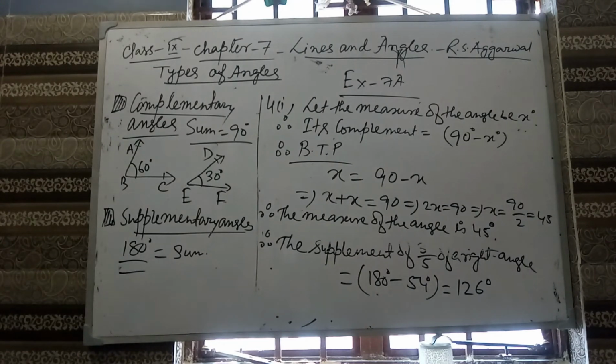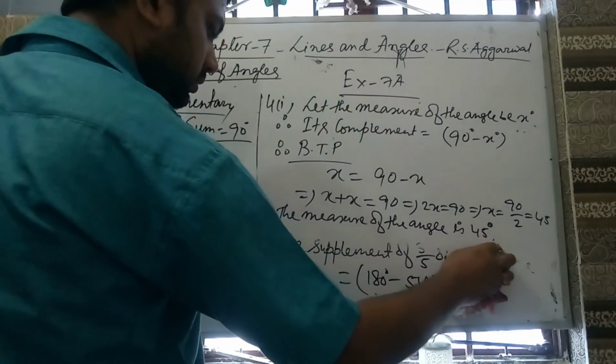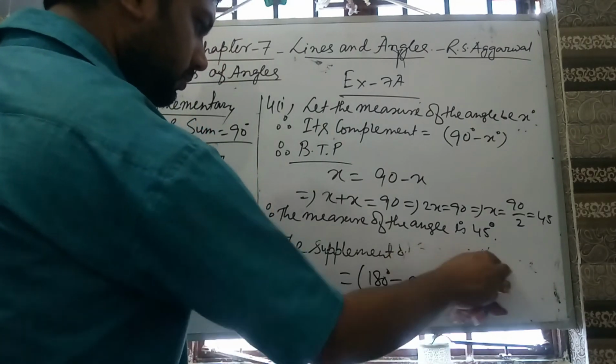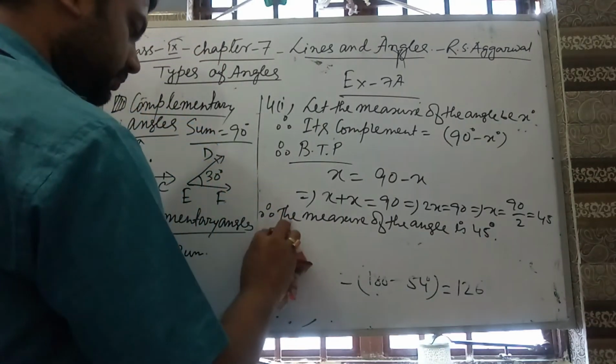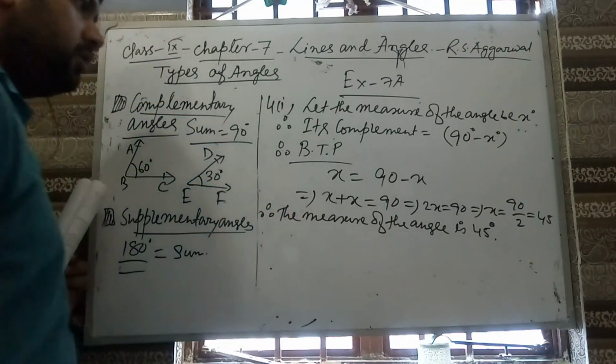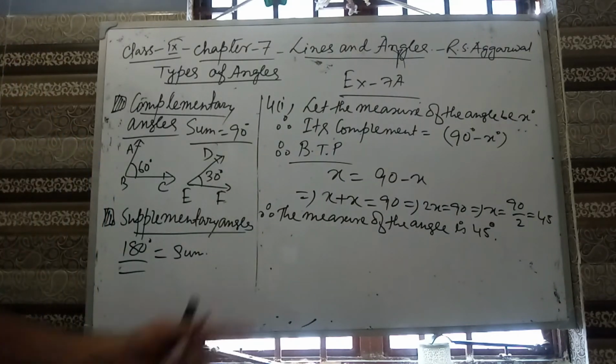Next one, try to solve it by yourself. Equal to its supplement, so same sum. So instead of 90 degree, you have to take 180 degree. Do it fast.